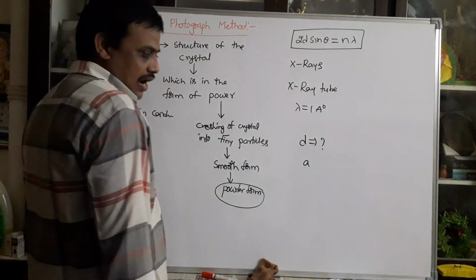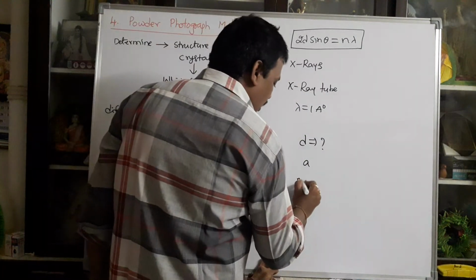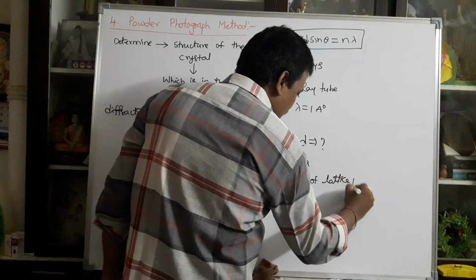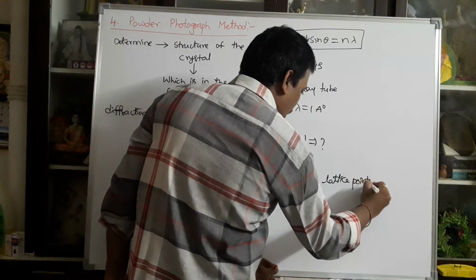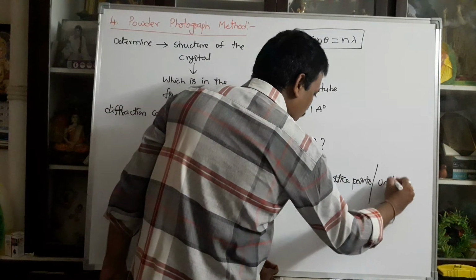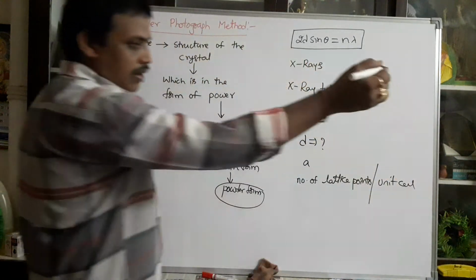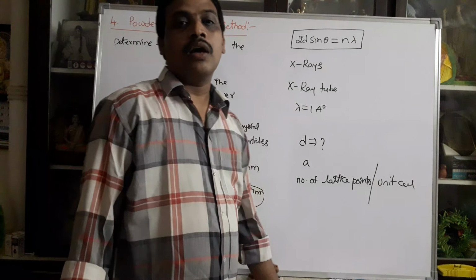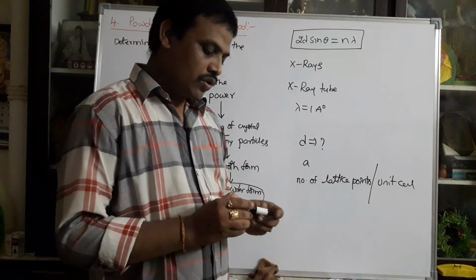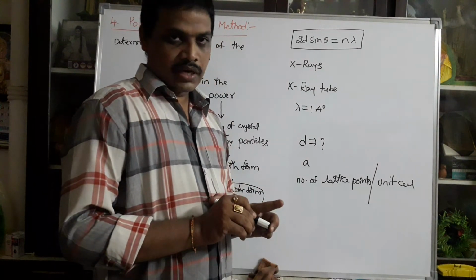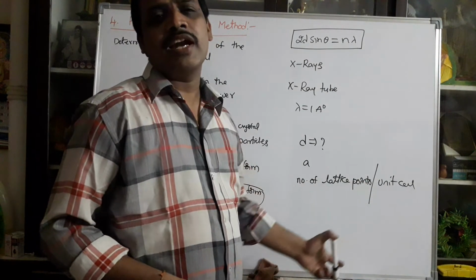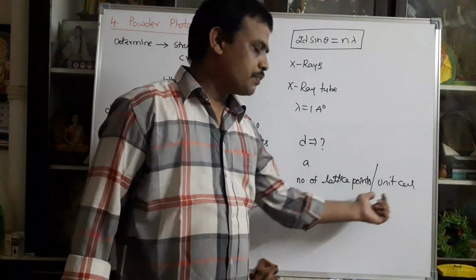After calculation of the lattice constant, you can calculate the number of lattice points per unit cell. Once the number of lattice points per unit cell is determined, you can easily identify whether the structure of the crystal is primitive or simple cubic, base centered, body centered, or face centered cubic. Any structure is identified based on the number of lattice points per unit cell.